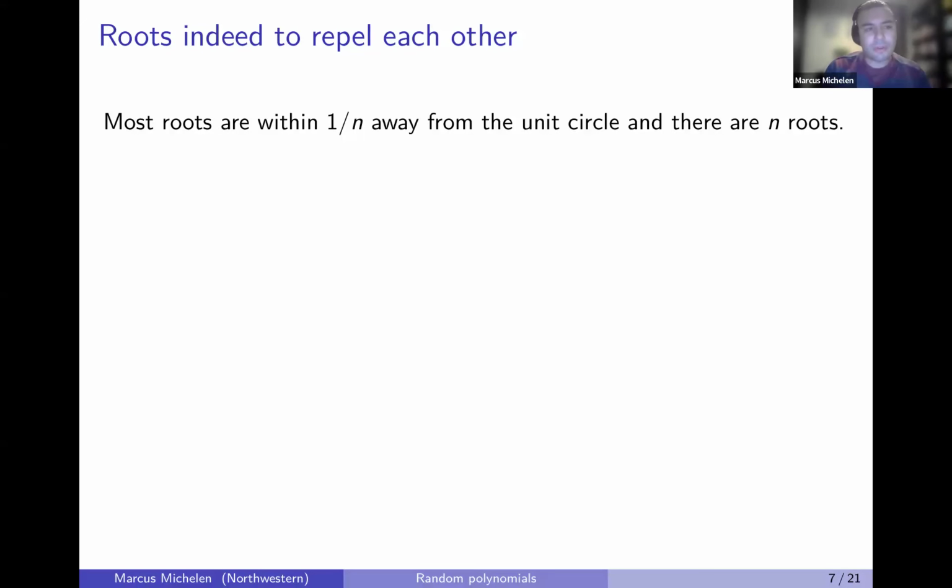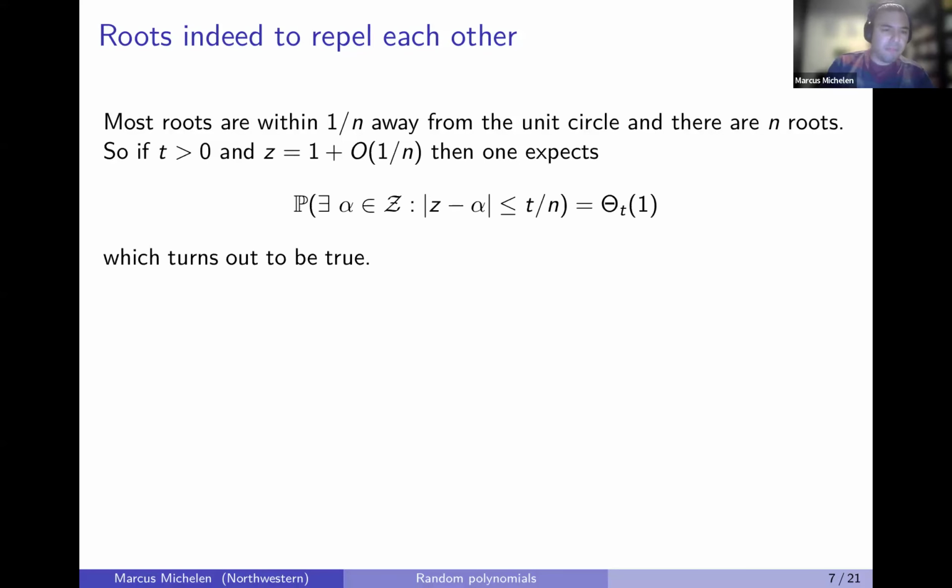And now something a little bit more tricky to quantify is what it means to say the roots repel each other. So most roots are within 1 over n of the unit circle, and there are n roots. So that roughly means if I look at a little ball of radius t over n, I should have on the order of 1 root there. Right? This is just because I can look at the area of the annulus, which is 1 over n, and I have n roots, and the area of this little ball is 1 over n squared. So that's just looking at area counts. This should be the truth.